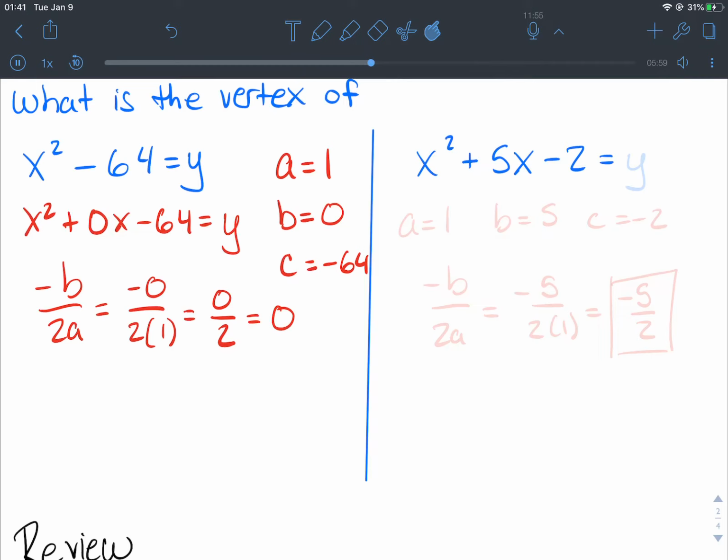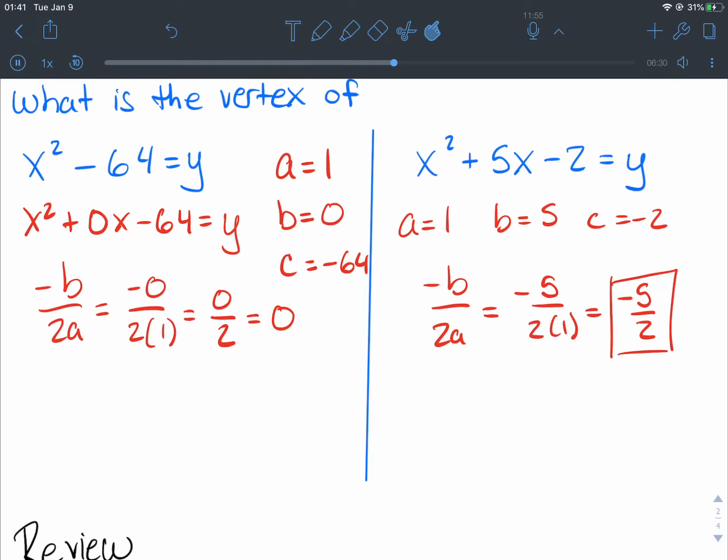The next problem, we know a is 1, we know b is 5, and we know c is negative 2. So the formula is negative b over 2a, so negative 5 over 2 times 1 is negative 5 over 2. The fraction does not reduce, simply leave it as a fraction.